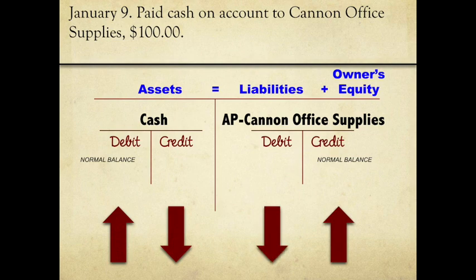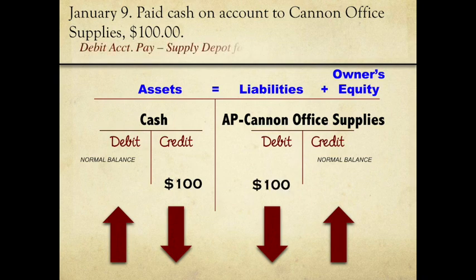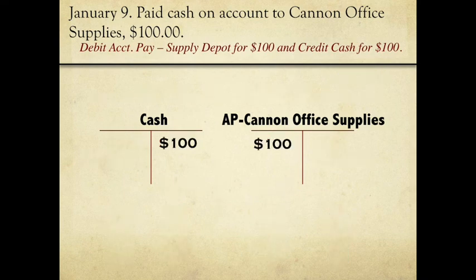So if we're going to plug in the numbers, if we paid cash, cash is going down. Therefore, we are going to credit cash for $100. Our accounts payable, Canon Office Supply, is also going down. So to make that go down, we have to debit it by $100. So when it is cleaned up, your sheet will look like this. We're debiting our accounts payable. You can see that we've debited it over there. So therefore, it has gone down because it's a liability. And we're crediting cash. That means that also goes down.